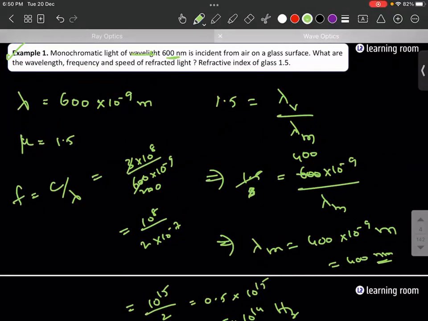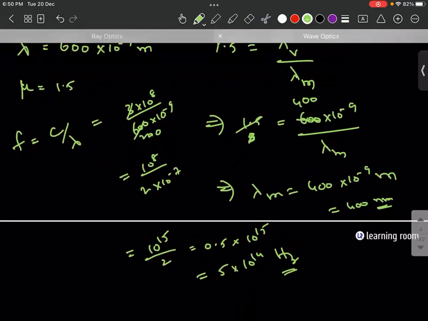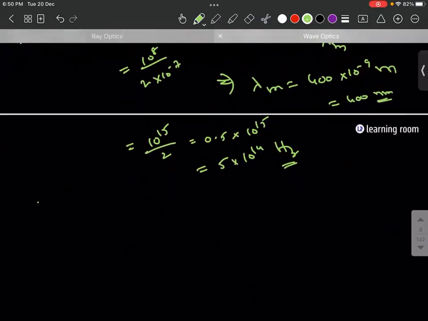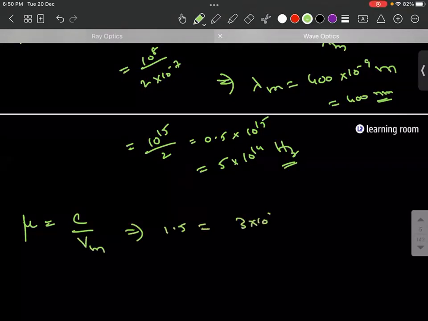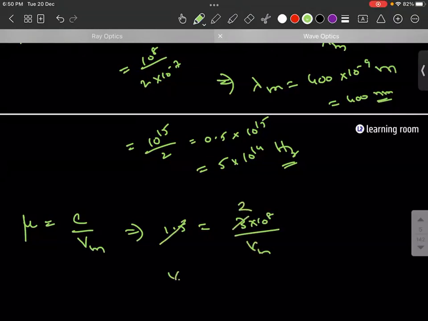Now, what about the speed? So we know that mu is equal to speed in vacuum, that is C, divided by Vm. So 1.5 is equal to 3 into 10 power 8 divided by Vm. This goes 2 times. So the speed in the medium is given as 2 into 10 power 8 meter per second.